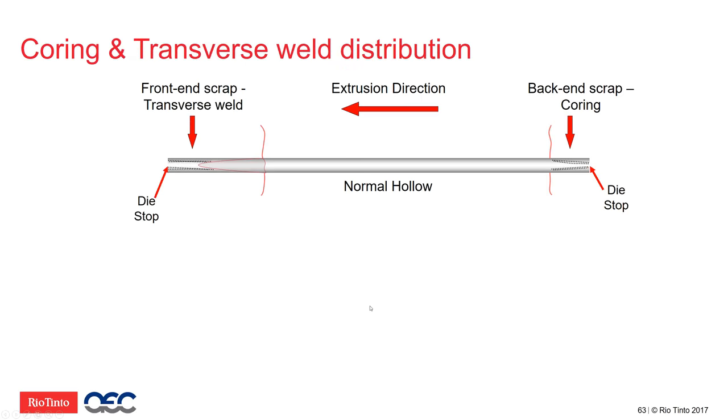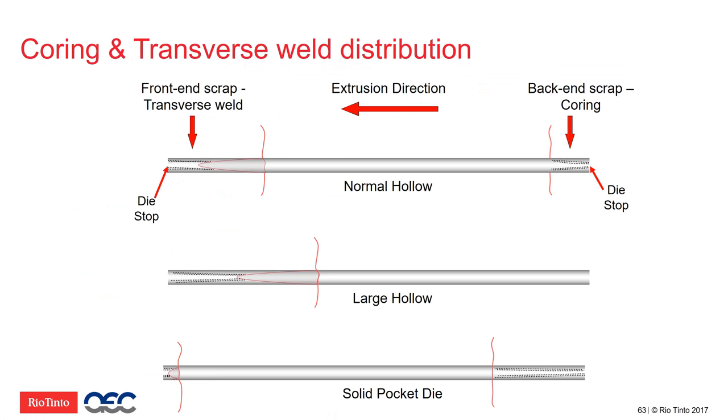Okay, I'm going to put those three right here on the screen. So now, here we see the coring or the transverse weld, but look at the coring specifically here. It can be either in the front or obviously the back, okay? But naturally, the position of the coring will depend on the type of die. So the one on top here, that's what I call normal hollow, okay? A normal hollow is a typical medium-sized hollow with an even distribution of the front and back end, okay? So you can see a little bit of coring on the front, followed by the transverse weld in red, all right? And then on the back, just the coring.